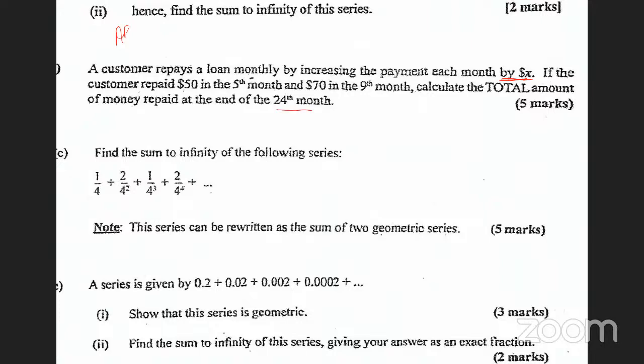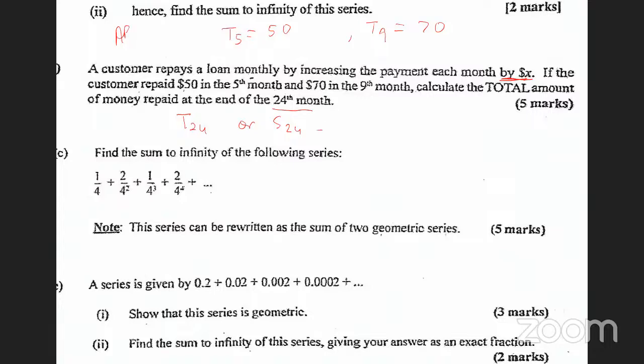So on the 5th month, they repaid 50. On the 9th month, we repaid 70. Right? Now they want the total amount repaid at the end. So my question is, do they want T24 or do they want S24? What do you think? S24. So they want the sum of the 24 terms.